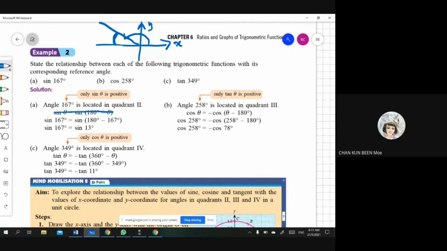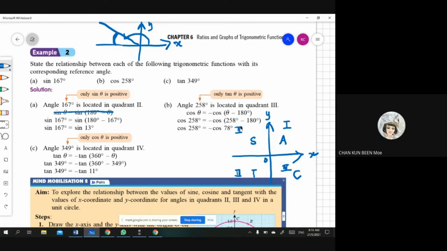Okay, now you remember in the 4 quadrants, for the first quadrant, this one, can you tell me which trigonometric ratios are positive? All. Oh, very good. What about the second quadrant here? Sine. Sine, very good. The third quadrant? Tangent. Tangent, very good. The last one? Cosine. Cosine.